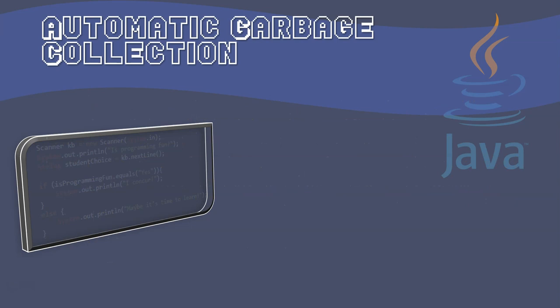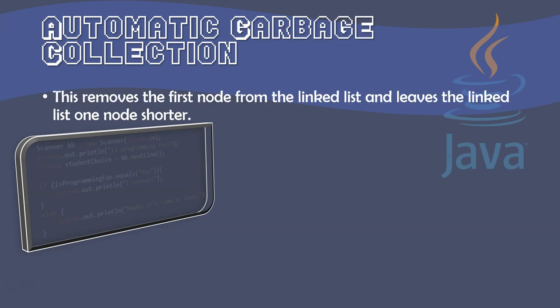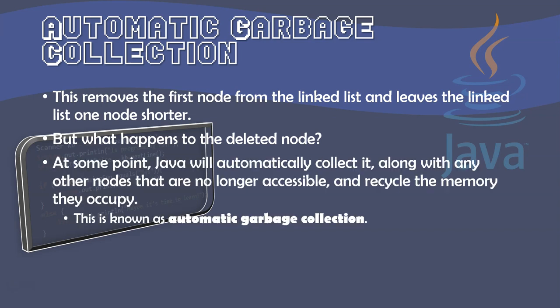Now, obviously, with all this moving and adding and deleting, this could have a lot of garbage that gets generated. And so automatic garbage collection here is going to be really helpful. All right, taking the first node from the linked list leaves the linked list one node shorter. But if you thought about it, we now have this node that's just kind of out there floating in space. So at some point, Java is going to say, you know what, you have this thing in memory, you're not using it, it's not referenced by anything, so it's going to automatically collect it along with any other nodes that are no longer accessible and recycle the memory they occupy. This is what's known as Java's automatic garbage collection.